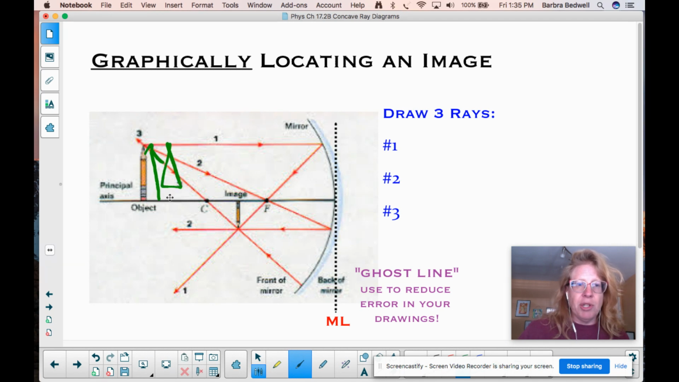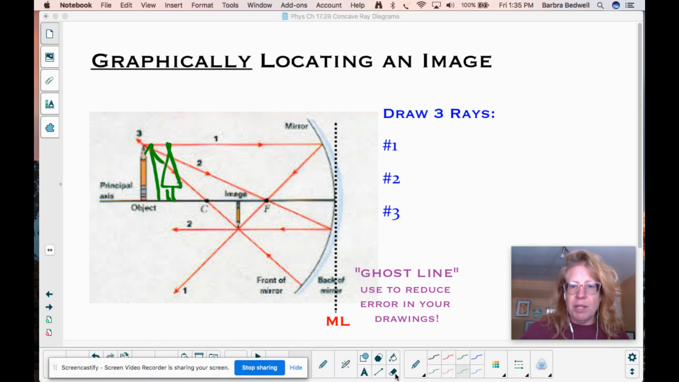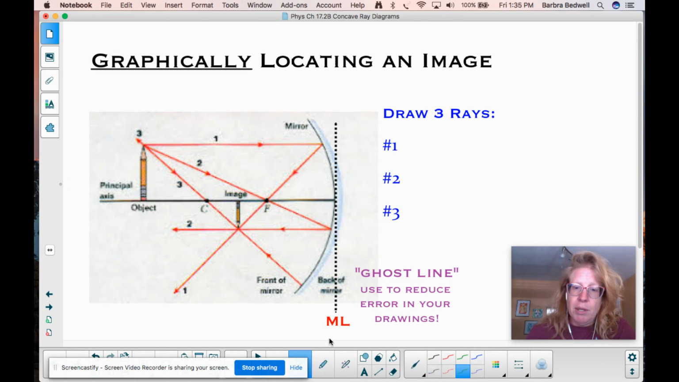A lot of times I draw trees, something along those lines. Don't just draw a stick, because if you just draw a stick, it's really hard to know if your object is right side up or upside down. So make sure to draw some sort of an object. So we have a pencil right here. Again, the pencil is placed out beyond C. It's further away than the center of curvature of this particular mirror is.